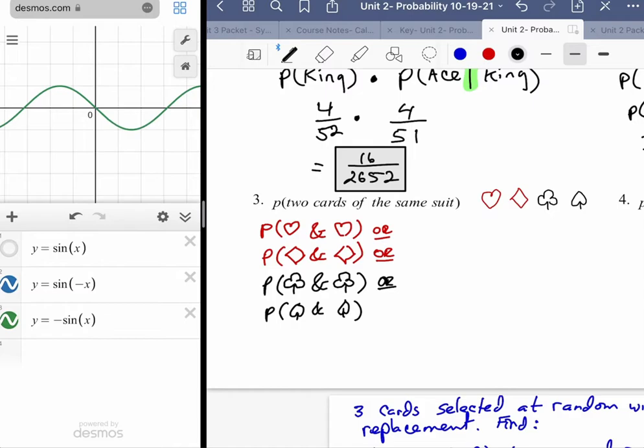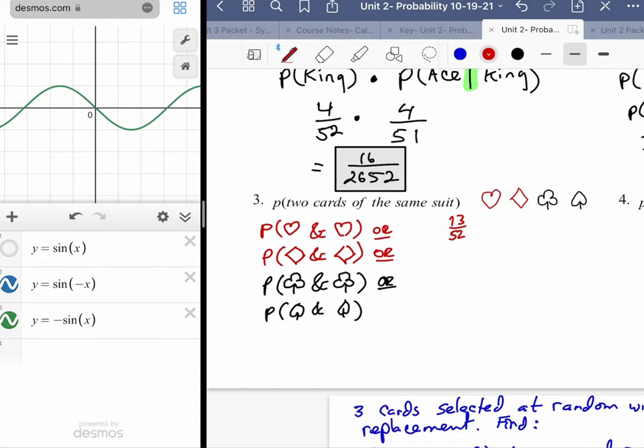Now, the probability of getting a heart is 13 out of 52, because there are 52 cards in the deck, and a quarter of the deck is hearts, a quarter is diamonds, and so on. So 13 out of 52 would be the probability of getting a single heart selected at random. You get a 1 in 4 chance of the card you select being a heart, but unsimplified, that's 13 out of 52.